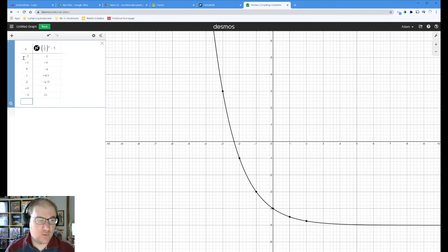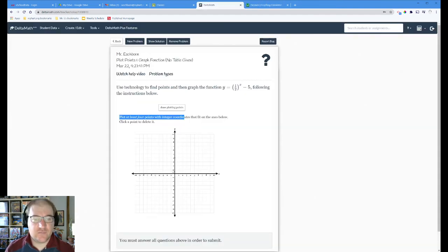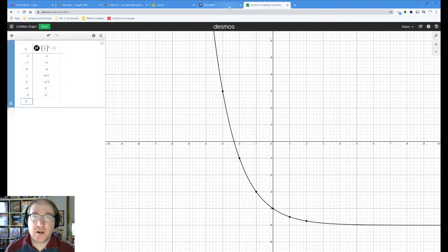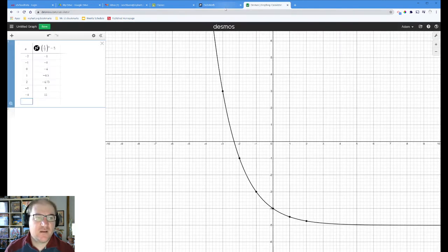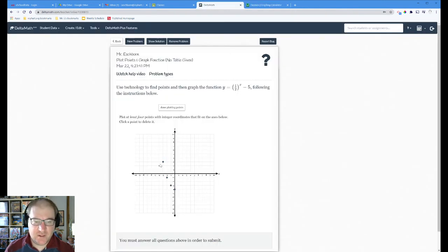So it looks like I have 4 now. -2, -1, and -1, -3, and 0, -4, through -3, 3, and -4, 11. So this is an exponential graph.